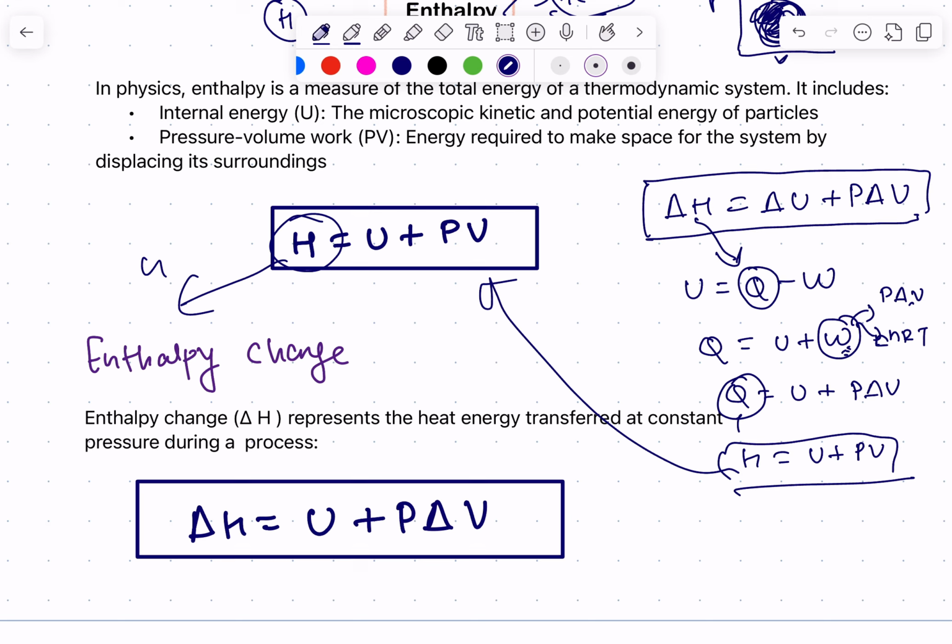Sir, I don't get the graph, the above graph. The PV graph, you mean? Yes, ma'am.